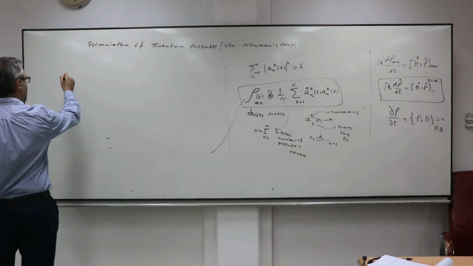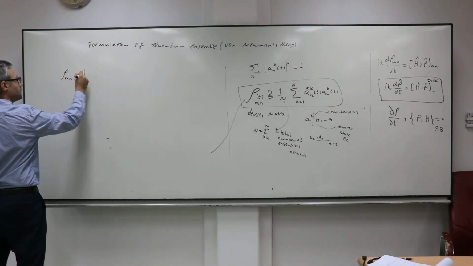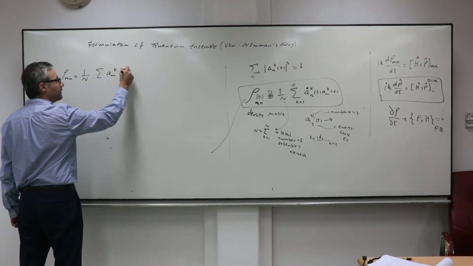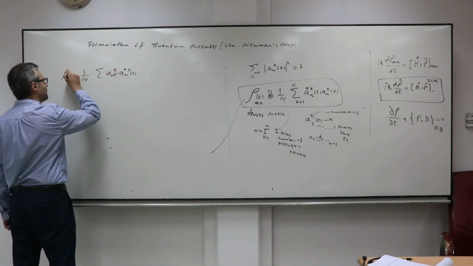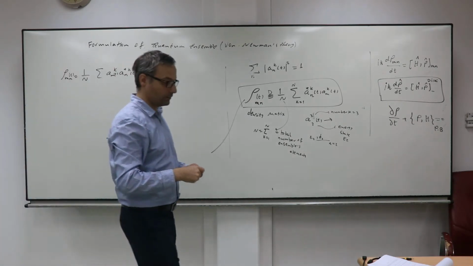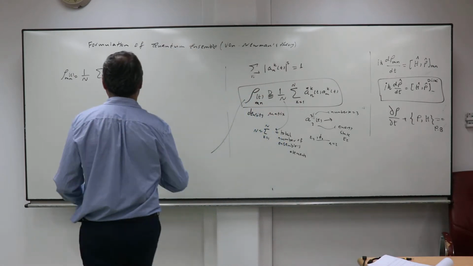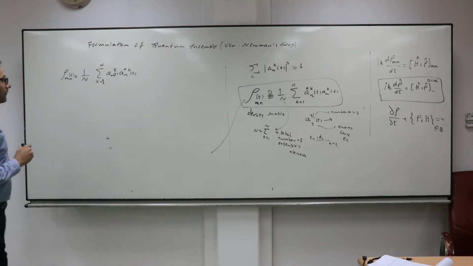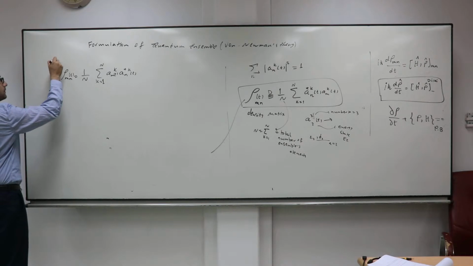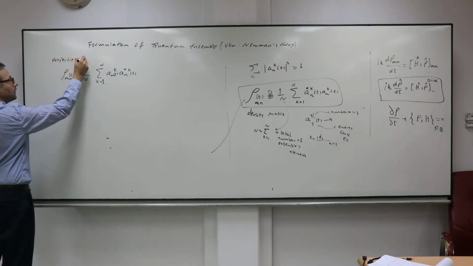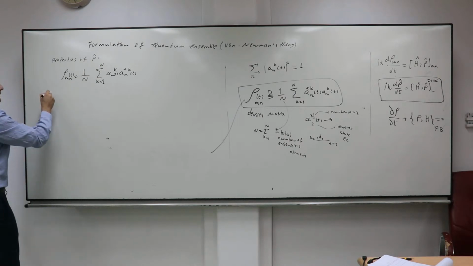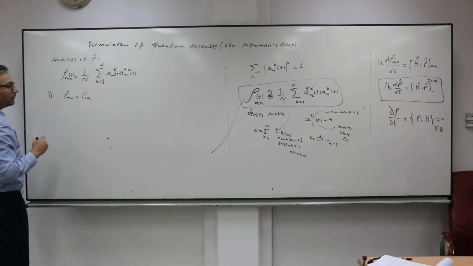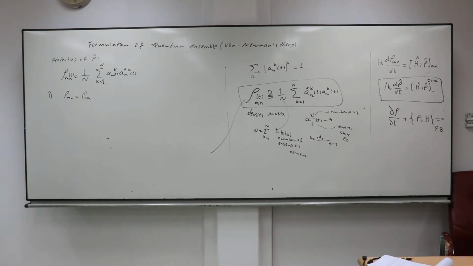Some properties of that. So rho_mn is 1 over N, as you see, a_m^χ a_n^χ star, and they are functions of the time. The properties of rho: first is that rho is a symmetric matrix.